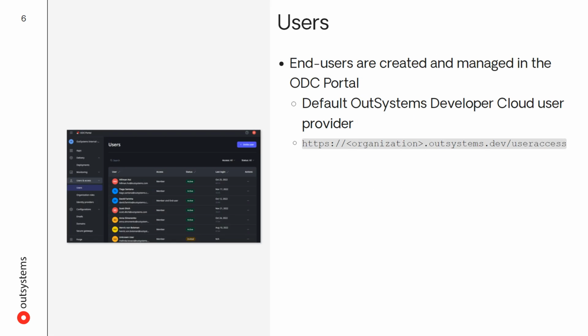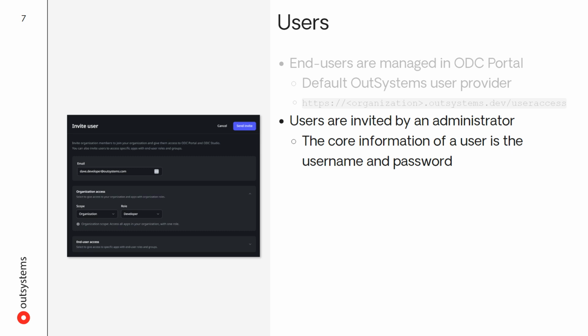Let's now start by defining who are the end users of our apps. In the OutSystems Developer Cloud, end users are managed in the ODC portal. This portal is the default OutSystems Developer Cloud user provider, and it has a backoffice that you can access using the browser. Users can be invited to the organization by an administrator. The users invited will receive an email for them to join the organization, and where they must create a username and password. This username and password is what distinguishes every user in the organization.